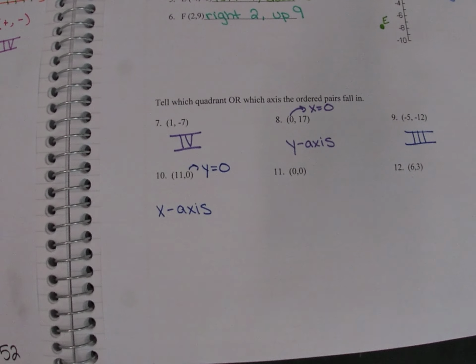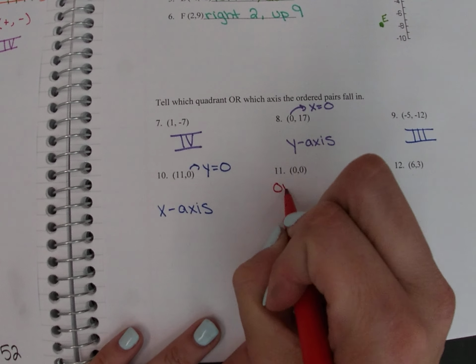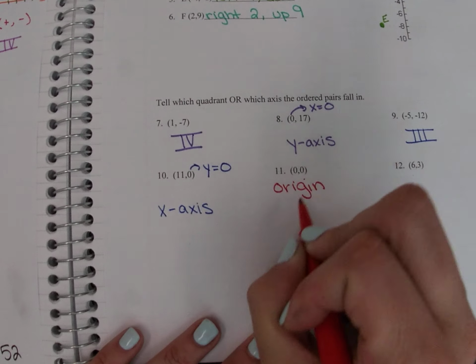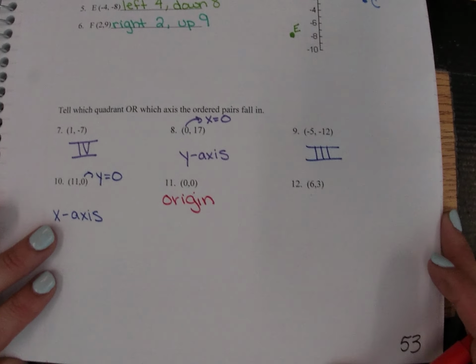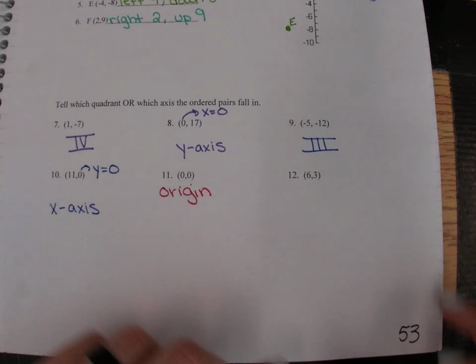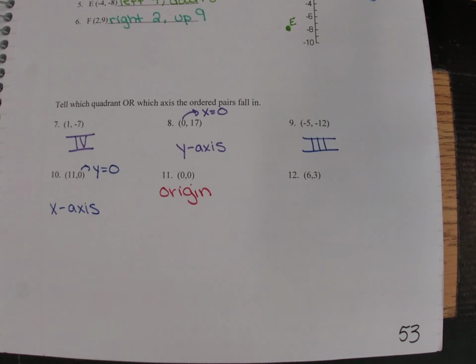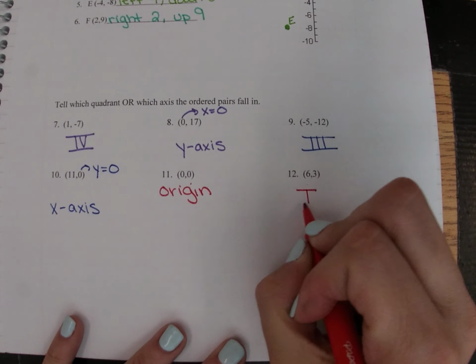(0, 0), we should know, is either our origin or on the x and y axis, right? Because we said that's where the x and y axis intersect. And finally, (6, 3), those are both positive, which means this will be in quadrant 1.